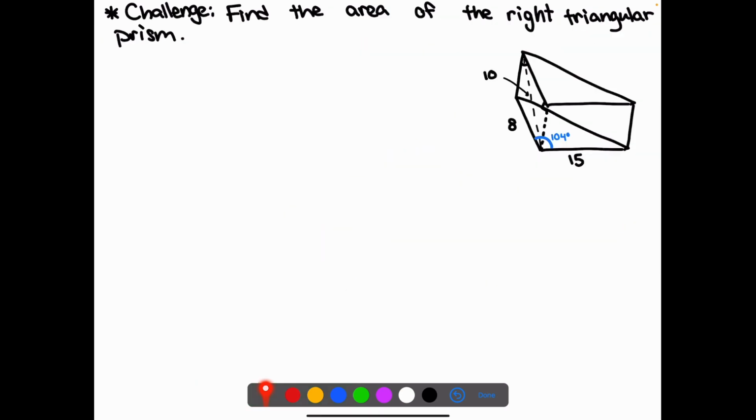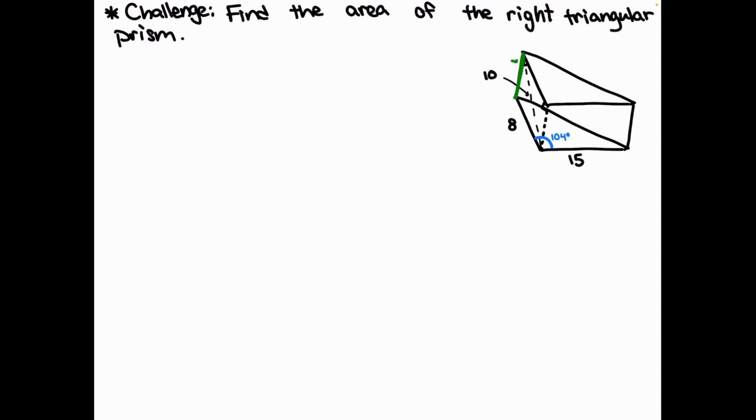Our last problem of the day is a challenge problem, and we want to find the area of the right triangular prism. Now, again, right just means that the height and the base intersect at 90 degrees. As I can tell, this is not a right triangle, because we have an obtuse angle, meaning it's an obtuse triangle. So, to get started on this, I first want to find the height.